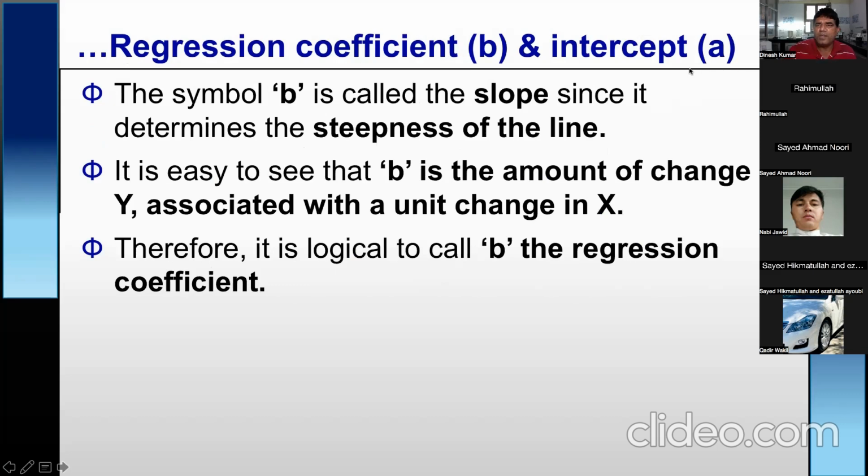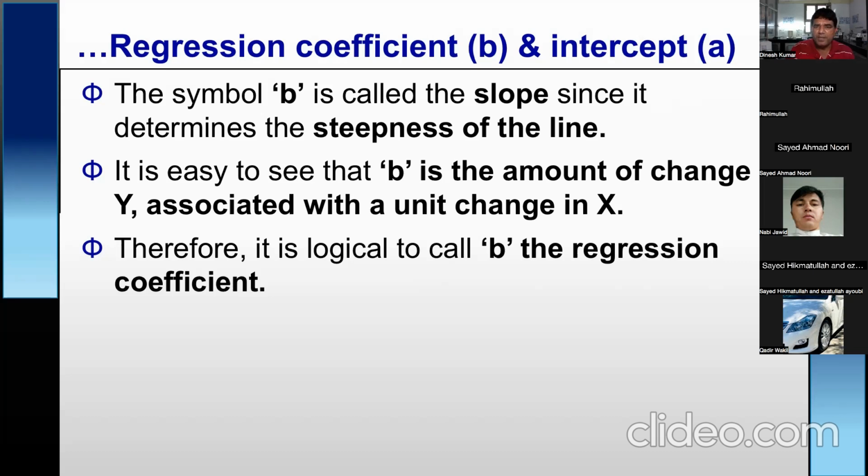Now regression coefficient and intercept continues. The symbol b is called the slope since it determines the steepness of the line. So b is the regression coefficient, which means if you make a unit change in x, how many unit changes are there in y? So this is the regression coefficient.